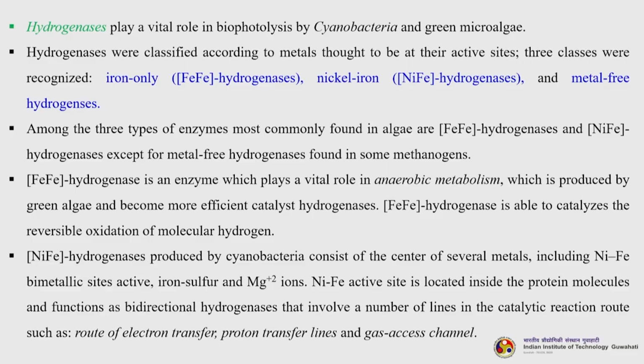Now, coming to the nickel iron hydrogenase, it is produced by the cyanobacteria and consists of the center of several metals that includes nickel and iron bimetallic sites, active iron sulfur and magnesium ions. Now, the nickel iron active site is located inside the protein molecules and functions as a bidirectional hydrogenase that involves a number of lines in the catalytic reaction route, such as the route of electron transfer, proton transfer lines, as well as the gas access channel.